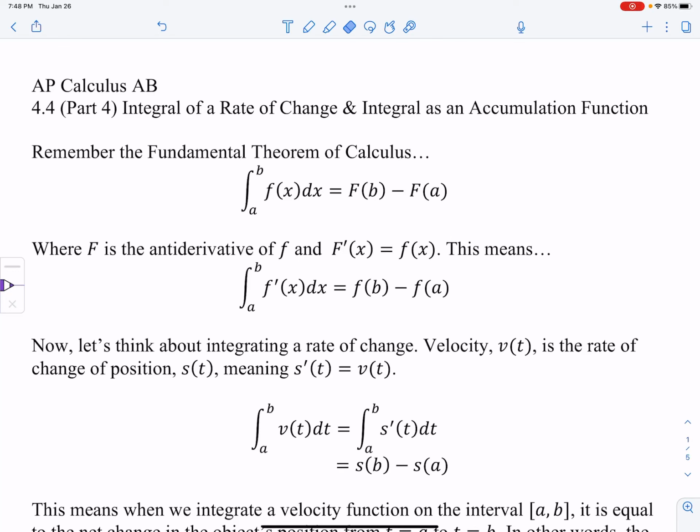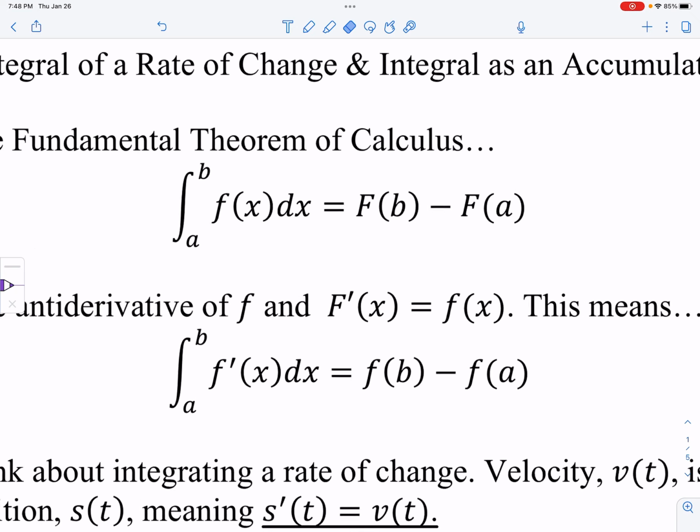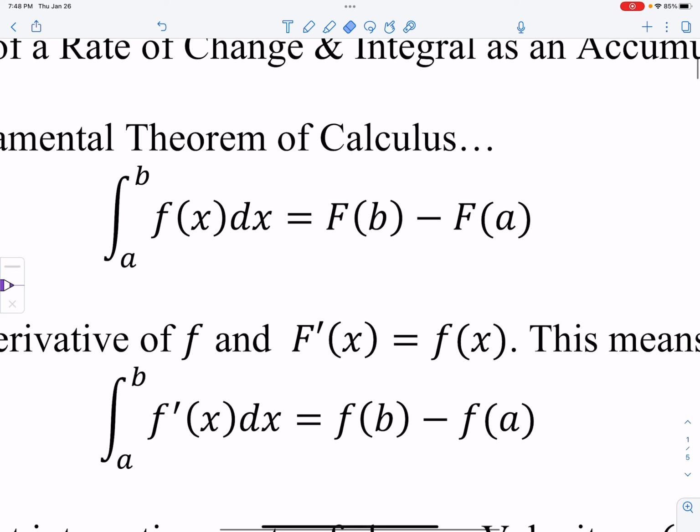This video is on section 4.4, part 4, the final part of section 4.4, and I'm calling it the integral of a rate of change and the integral as an accumulation function. We're going to talk about how those two things are related. First off, I want to remind you what the fundamental theorem of calculus says.